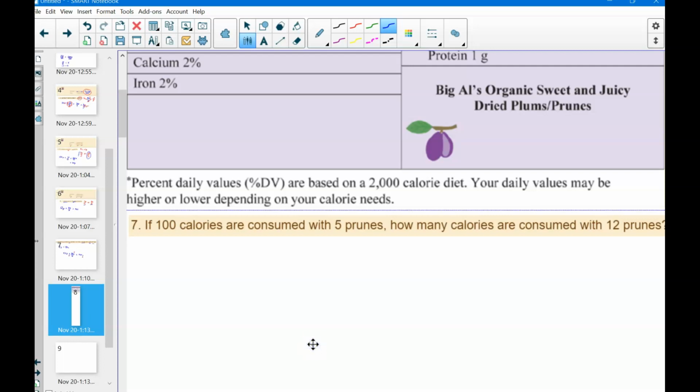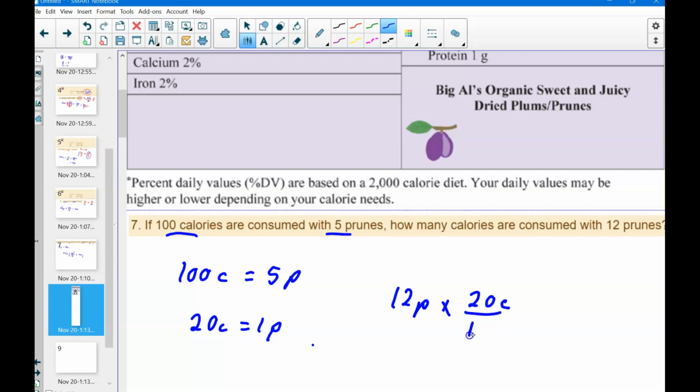So this is the equivalence piece right here. 100 calories equals 5 prunes. So I have 100 C equals 5 P. And just like he just did, if you want to reduce that ratio, divide both sides by 5, which means 20 C equals 1 P. And we want 12 P multiplied by 20 C over 1 P. The P's will cancel, and we're left with 240 C.